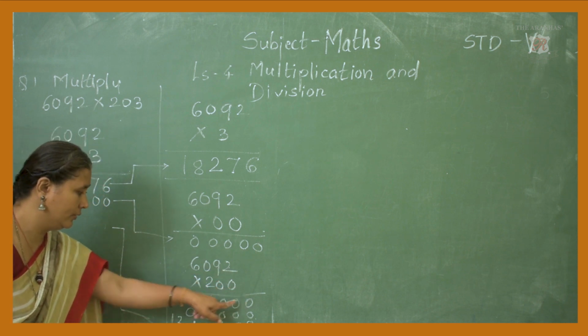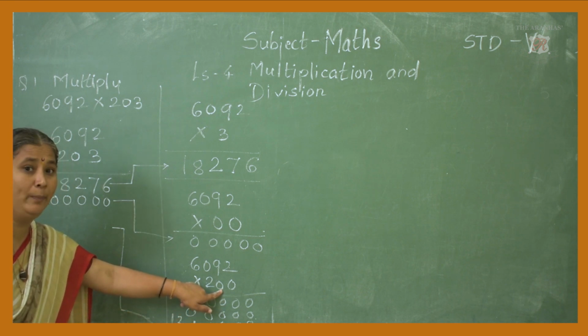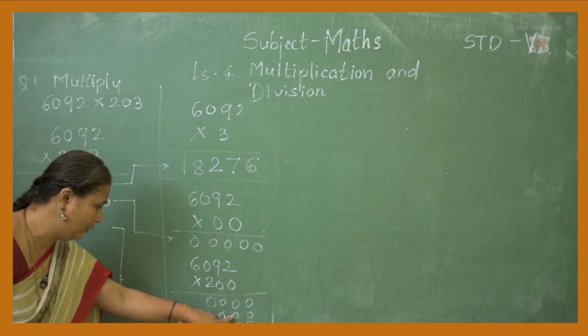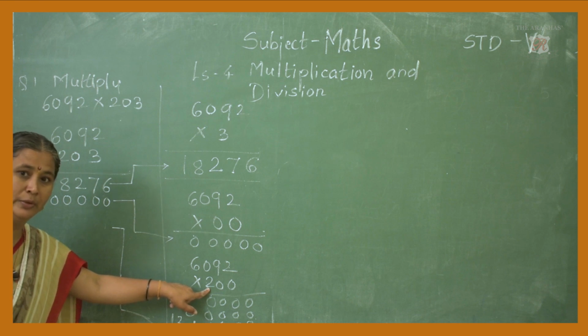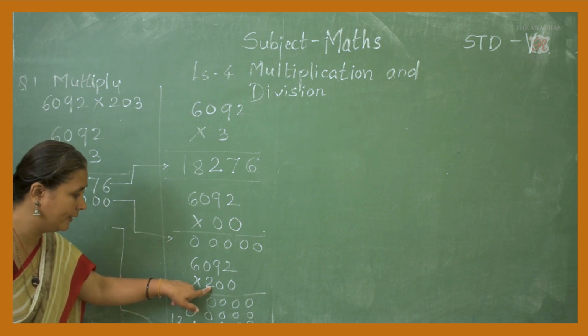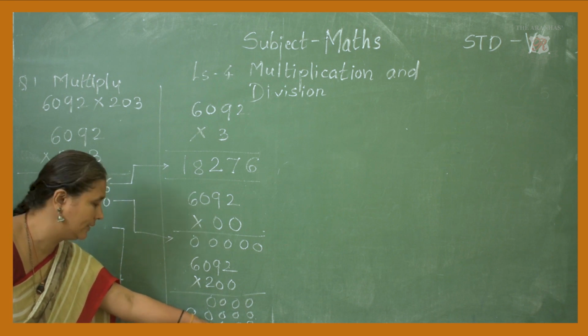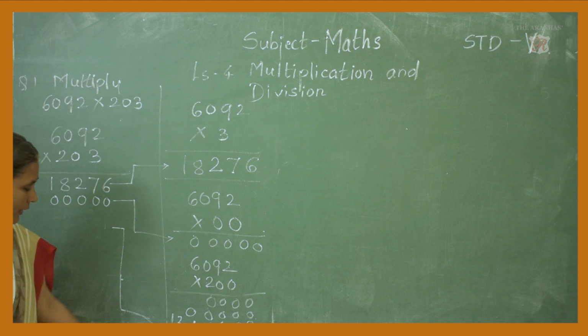For this 0, we did the multiplication. Now this 0 is in the 10th place. So first give the 0 for the unit place and then do the calculation for the 0. Then 2. 2 is in the 100 place. So for the 100 place, 0 for unit place, 0 for 10 place, and then do the calculation for the 100 place.